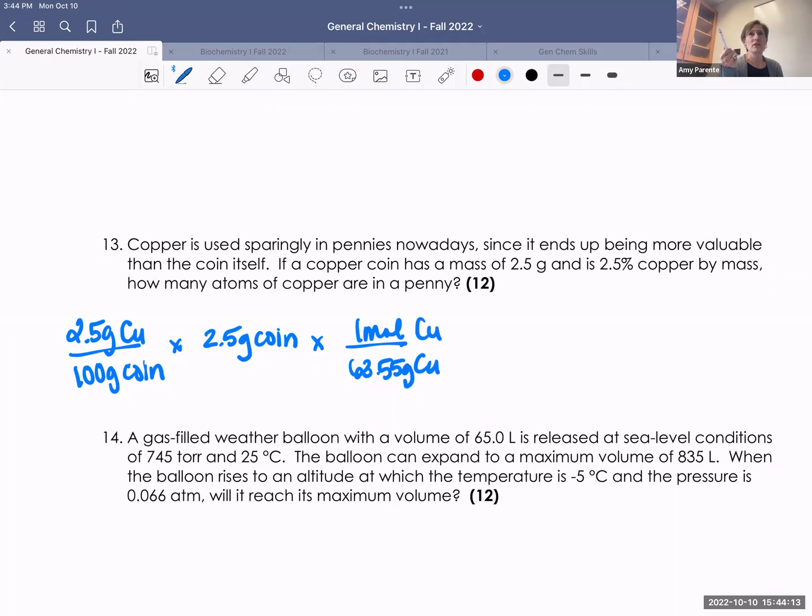And now, Emily, to your point, you see how this one is asking how many atoms of copper are in that. So that should be my clue that I need to use Avogadro's number. If I have 1 mole of copper, that's going to be 6.022 times 10 to the 23rd atoms of copper. Okay, go through the math for this and you get 5.9 times 10 to the 20th atoms.